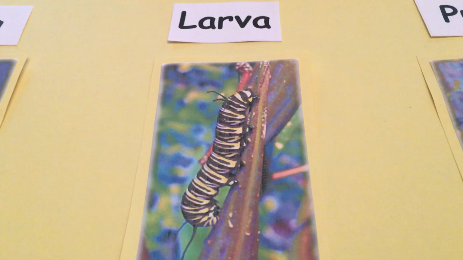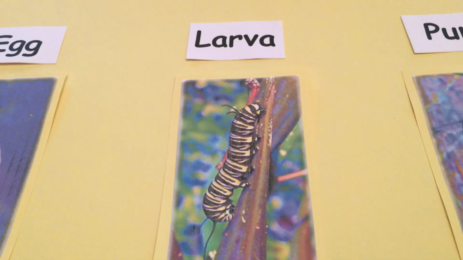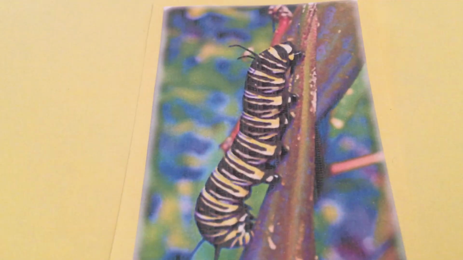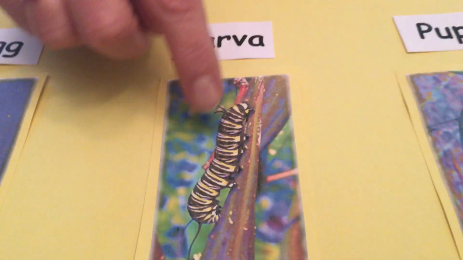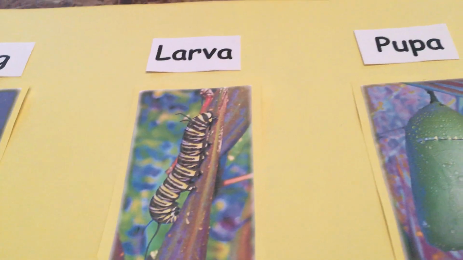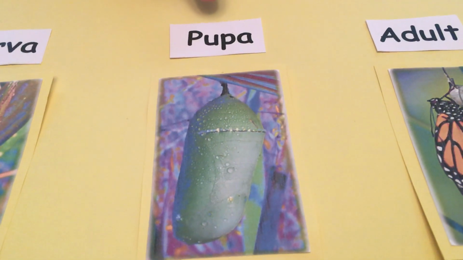Then a caterpillar will come out of the egg, and it is called the larva. It usually eats the egg case. It spends its time eating milkweed leaves and resting, and then it molts or sheds its skin. So this part right here, it does that several times, and this stage lasts a few weeks.